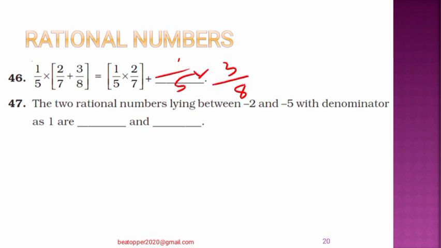The two rational numbers lying between minus 2 and minus 5 with the denominator as 1 are minus 3 and minus 4. Minus 2, then minus 3, minus 4, minus 5, with the denominator 1. Any integer I can represent as a rational number by putting the denominator as 1.